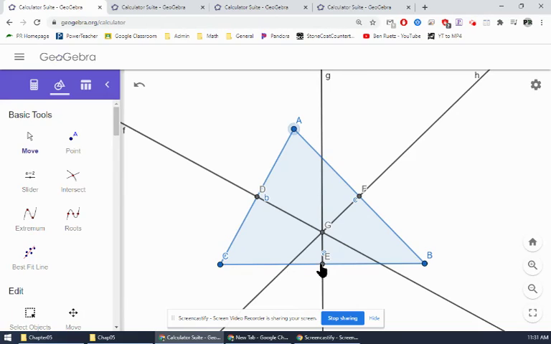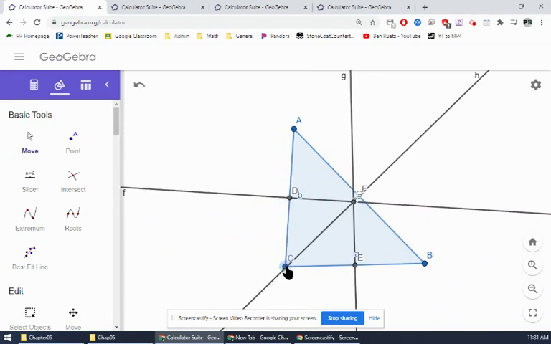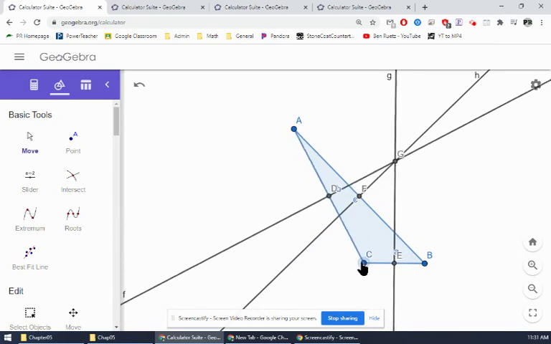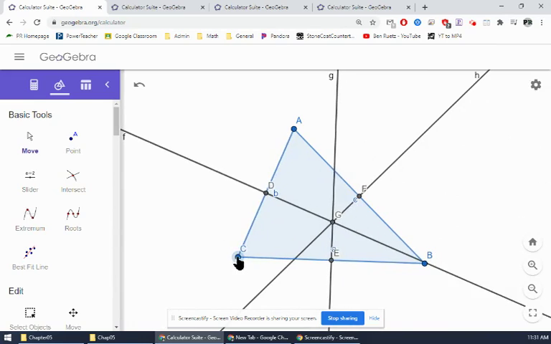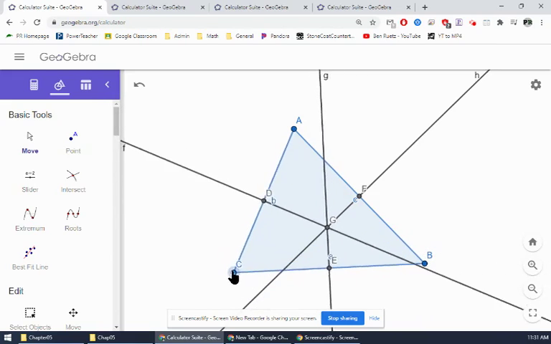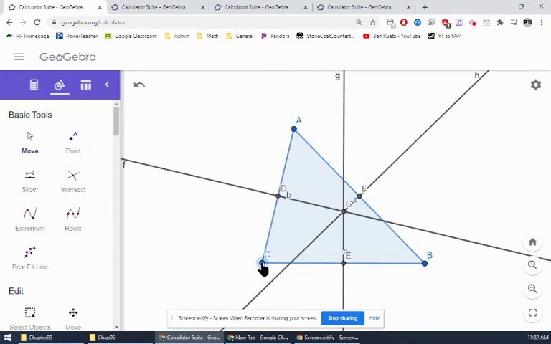Look at this point E, and as I drag this point around, does it look like E is always in the middle? It seems to be the midpoint of that side, right? And further, does it look like this line right here is perpendicular? And it is, and that means that we call this right here a perpendicular bisector.